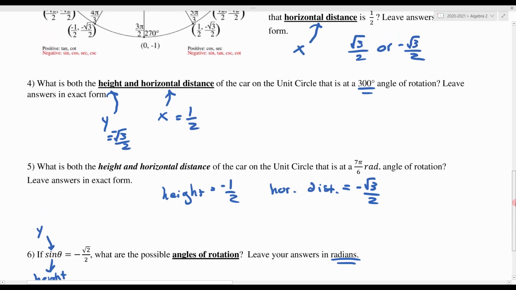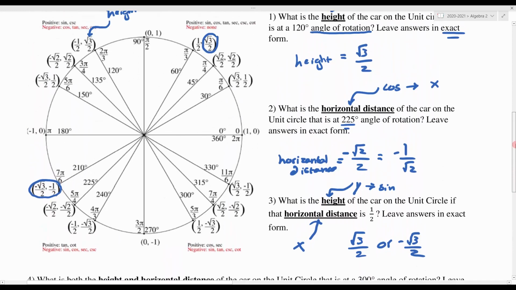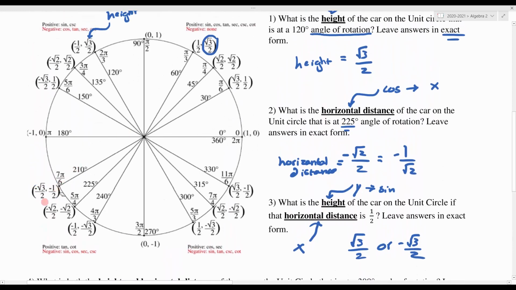Okay, so we're going to go up here. We're going to look for a height of -√2/2. Okay, and so we're looking at a height. So we're looking at y-coordinates, right? So we're looking at these guys. So as I work my way around the circle here, there's one right here, -√2/2. And I'm going to keep going just to make sure I don't miss anything. And here's another one at -√2/2.